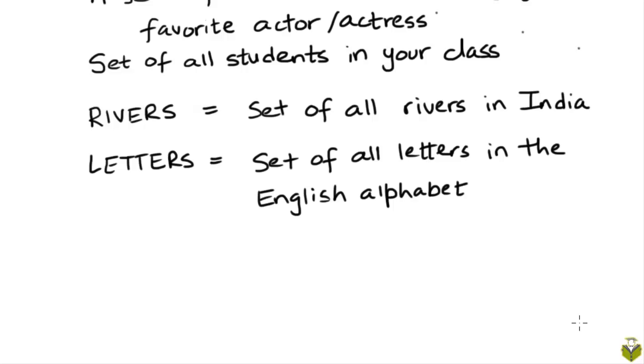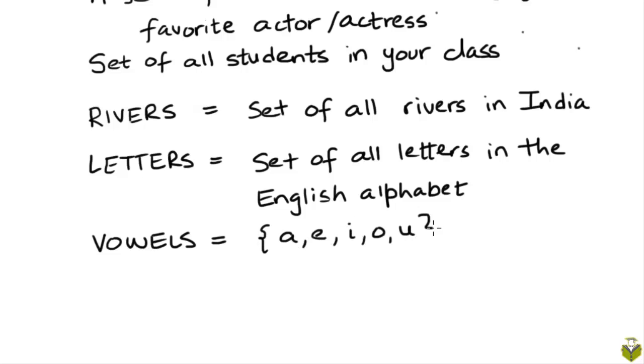Or you could define a set of all cities in India, or a set of all the national parks in India. You could define a set of all the letters in the English alphabet and give it a name, say letters. So this would be a set having 26 objects. Each object would be a letter from A to Z. You could define a set of all the vowels in the English alphabet. So these would just be the 5 vowels A, E, I, O and U.